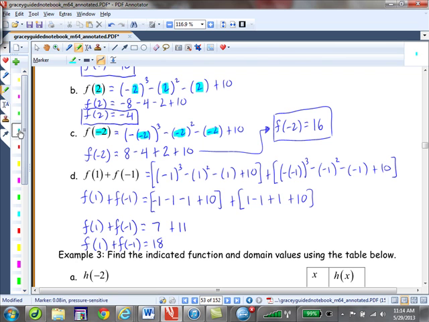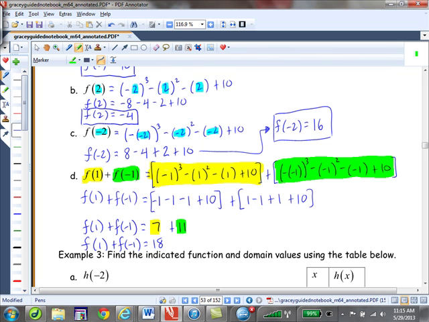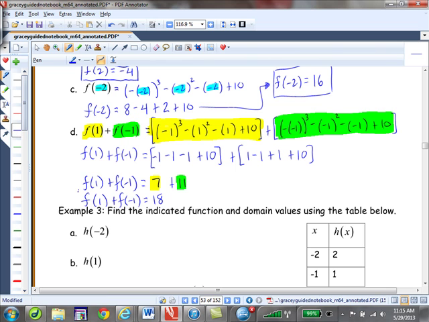So just to keep track of what we did on this one, f at 1 ended up being all of this, and when we worked it out we got 7. F at negative 1 ended up being all of this, and when we worked it all out we got 11. And then we added them together to get 18. All right, so let's put our happy little box around the answer.